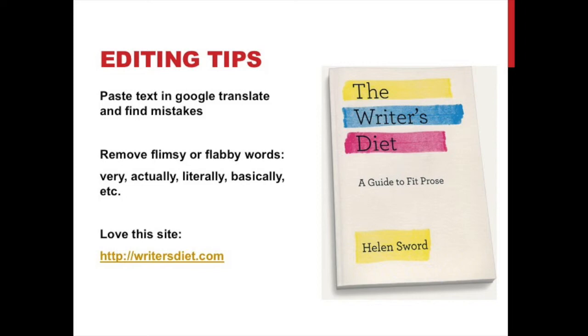Paste the text in Google Translate and find mistakes by hearing it out loud. Remove flimsy or flabby words like very, actually, literally, basically. And if you Google this, then you can find more words that make text less strong. And I would recommend this site. I love this site, Writer's Diet. I often put pieces of text in there and then see which words make my text flabby, and then I am often inspired to write better sentences.